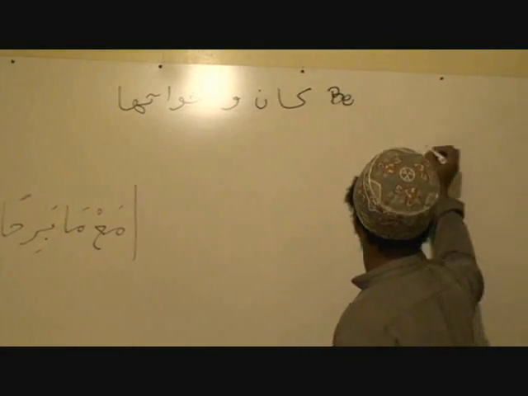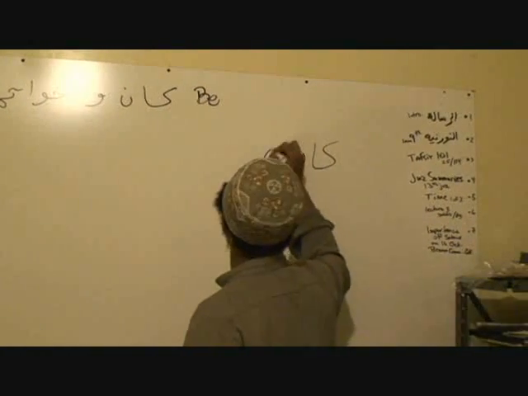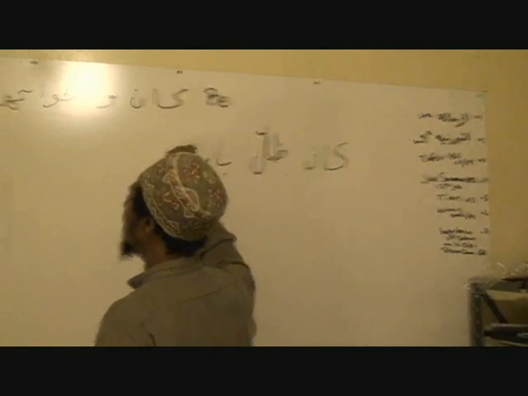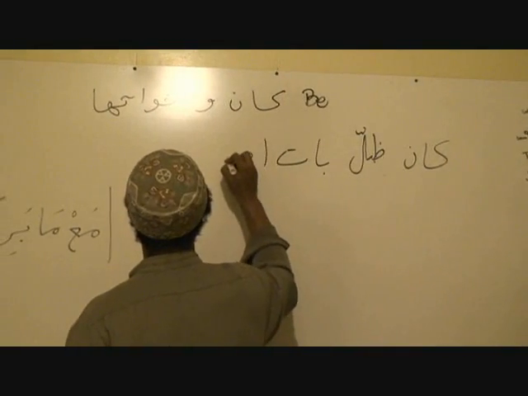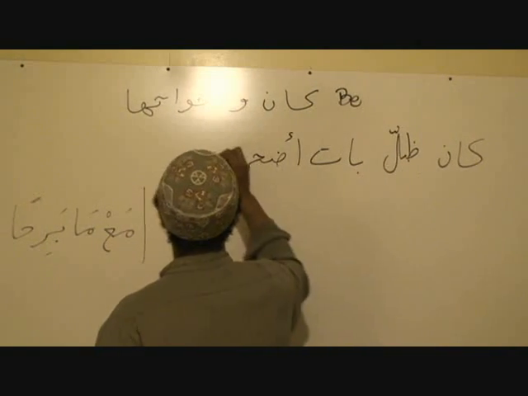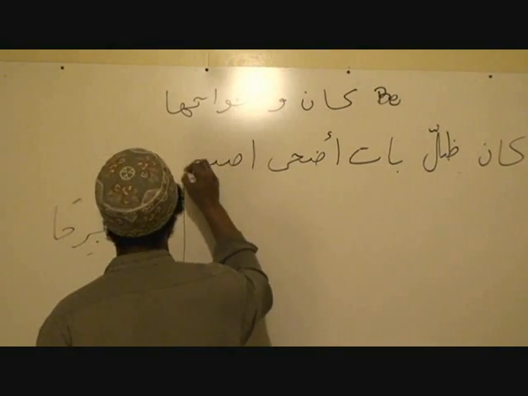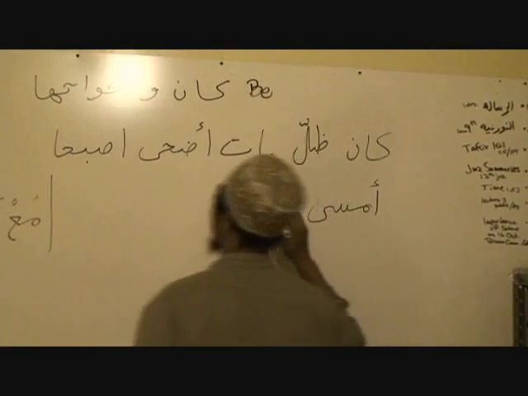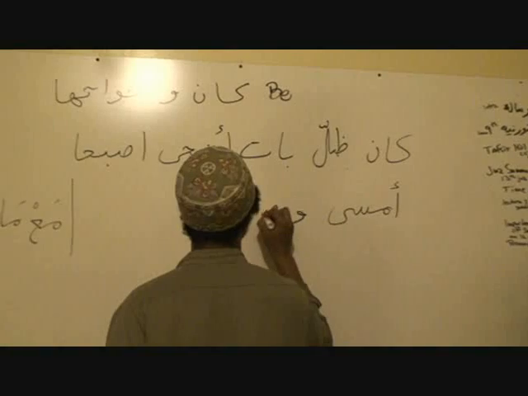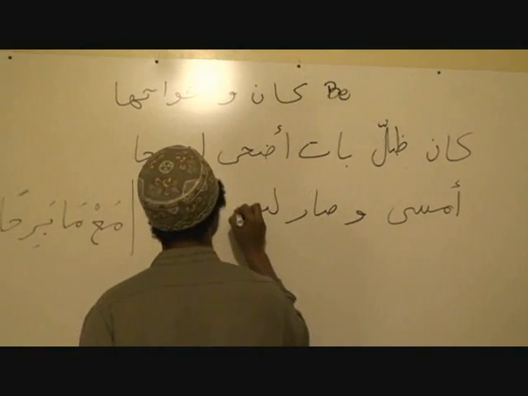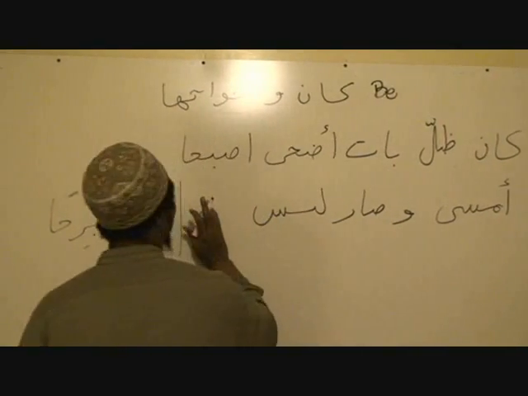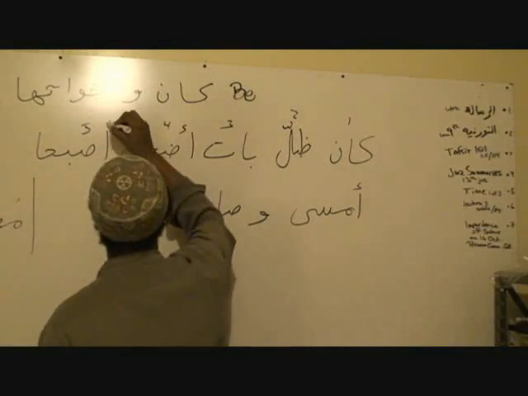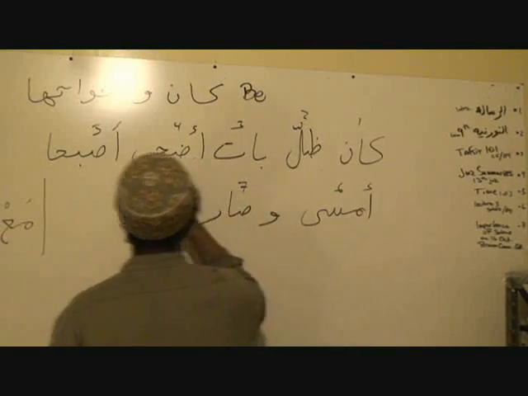And we just went over today kana, dhalla, bata, adha, asbaha, amsa, wasara, laysa, and we'll stop right here. So we did today 1, 2, 3, 4, 5, 6, 7, 8.